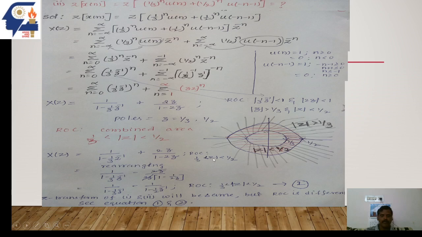Now, Z transform and ROC, so we can stop up to here. Otherwise, if you want to compare this result with the first problem's result, I am going to rearrange. Take minus 2z outside in this one.